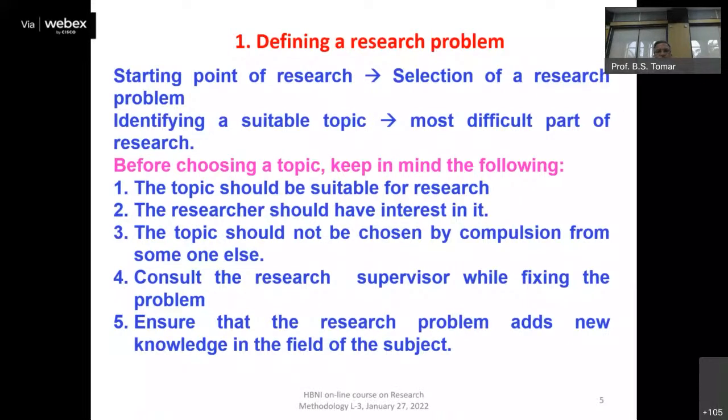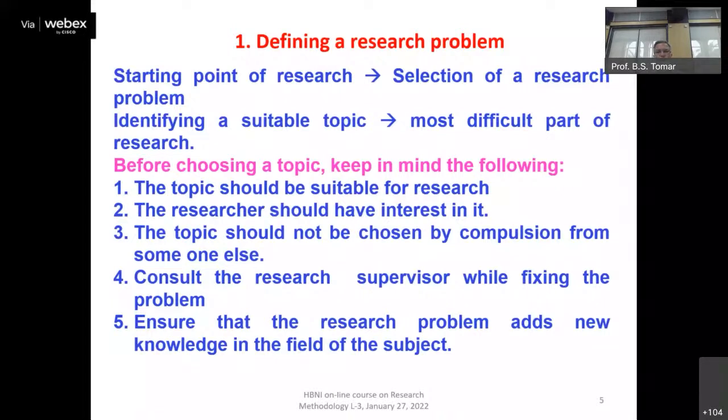So before choosing the topic, keep in mind whether the topic is suitable for research or not. Important part, though it is written in a simple language, but is very significant, whether it is suitable to do research in this area. And whether you are interested in it. The guide has given you a problem, research topic, this is the topic on which you should work. But you should be also convinced that yes, there is a merit, and also I am interested in doing this work. This is important, and you must have an interest in carrying out that particular work.